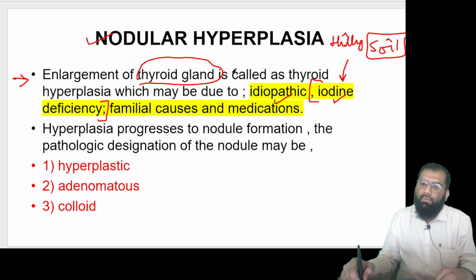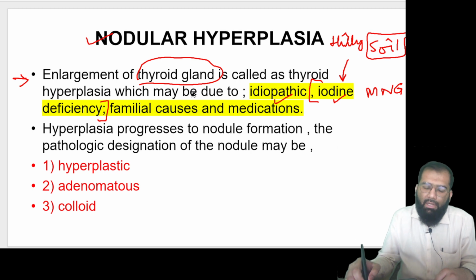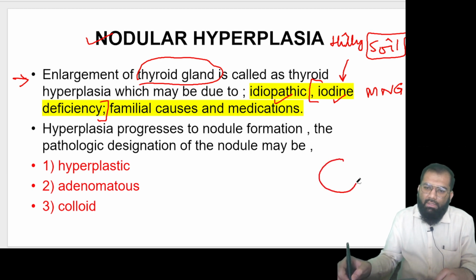So here, always when you have a patient from a hilly region, you should look for goiter, you should look for MNG. What is MNG? Multinodular goiter. It's a benign lesion. That is multi. If there is a single nodule, we'll call it a single nodule.